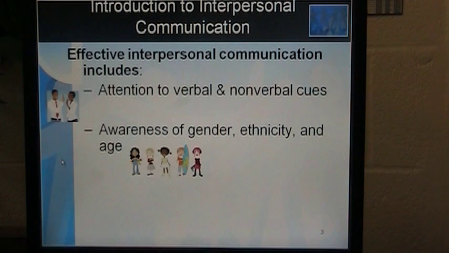Something else that interpersonal communication includes is awareness of gender, ethnicity, and age. I'm sure all of us are familiar with these terms because we see them quite frequently, but gender refers to whether you are a male or female. Ethnicity is what culture or race you associate yourselves with, and your age. Why do you think that these things should be considered and you should be aware of gender, ethnicity, and age when communicating interpersonally?